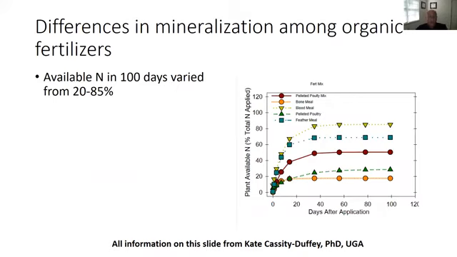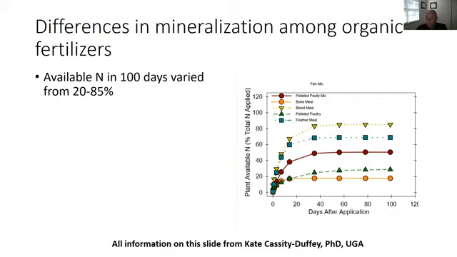There's also differences in mineralization among organic fertilizers. So this is additional work that Kate did. And what she found was that the available nitrogen 100 days after application varied from 20 to 85%, depending upon the type of fertilizer. So this goes back to some of that early work that Dr. Boyhan did, where he looked at a poultry litter direct versus a pelletized poultry mix, where the pelletized seemed to be a little bit more available.